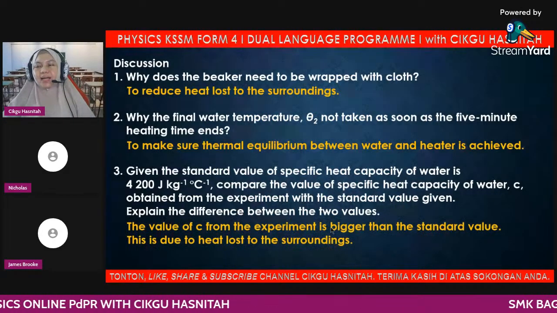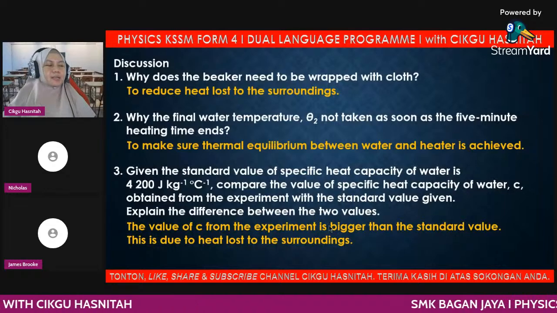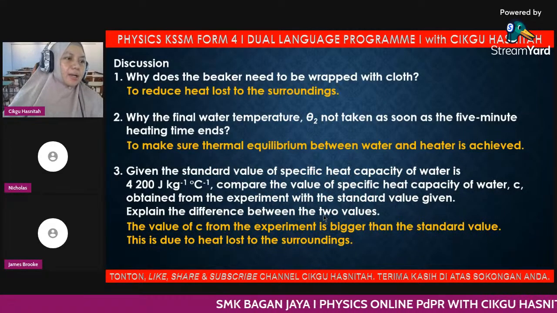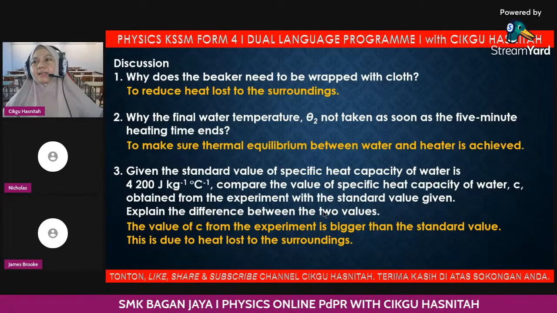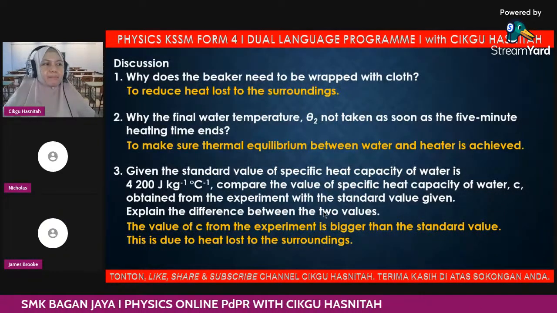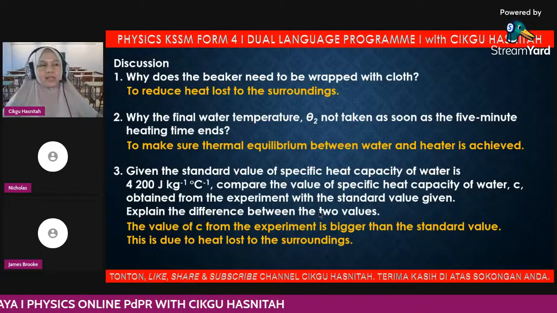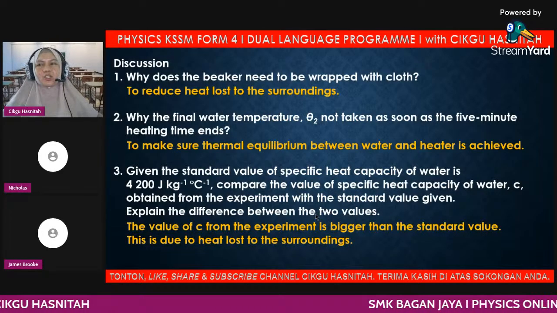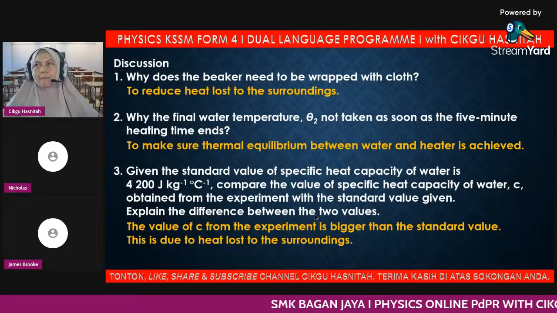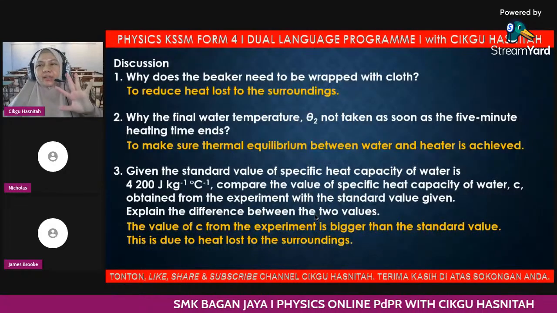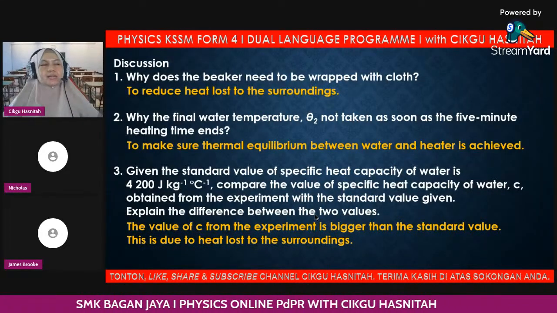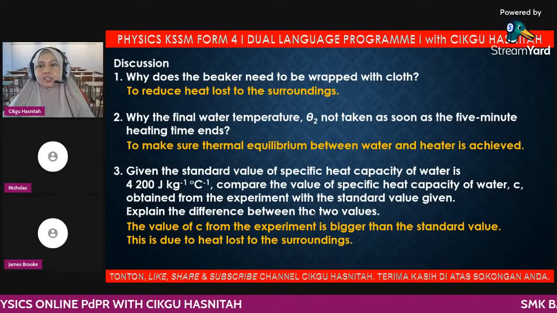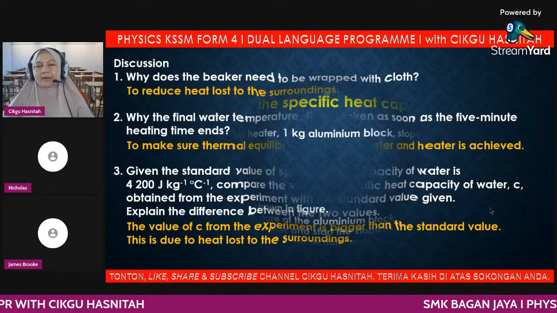And why is that? It is because there is heat loss to the surrounding while we are conducting this experiment. Sebab itu dia selalunya lebih tinggi. The value of C we determine from the experiment is normally higher compared to the actual or theoretical value because there is heat loss to the surrounding during the experiment.